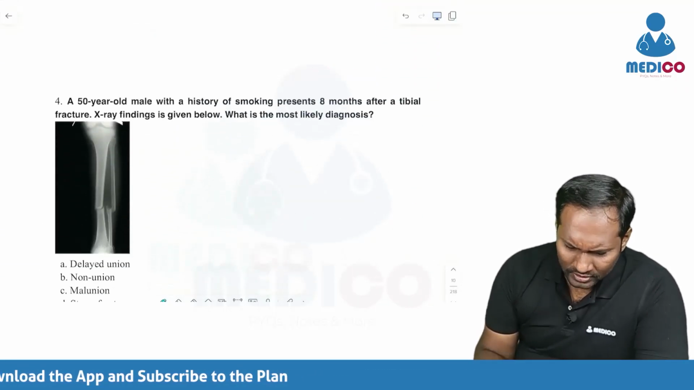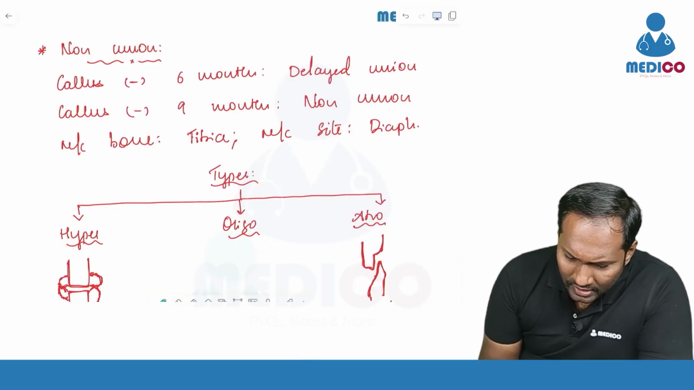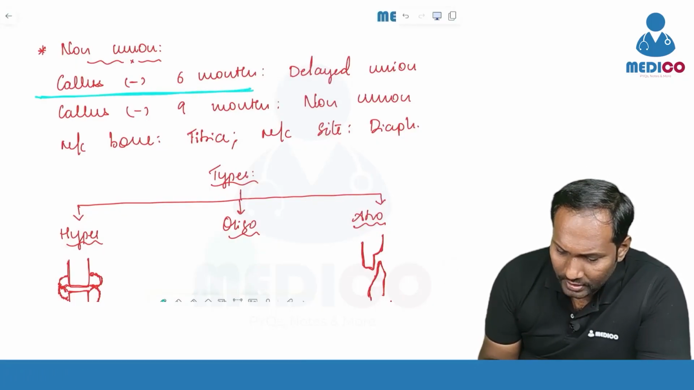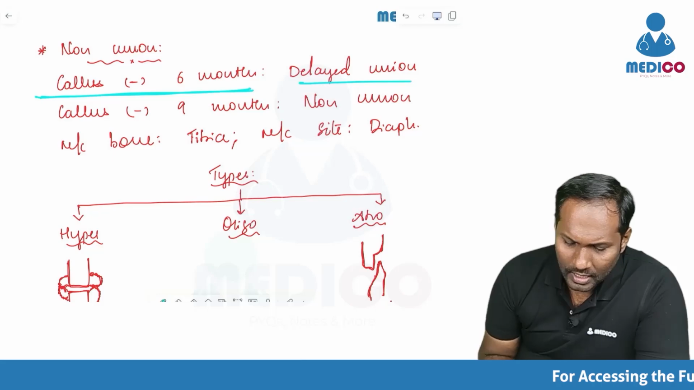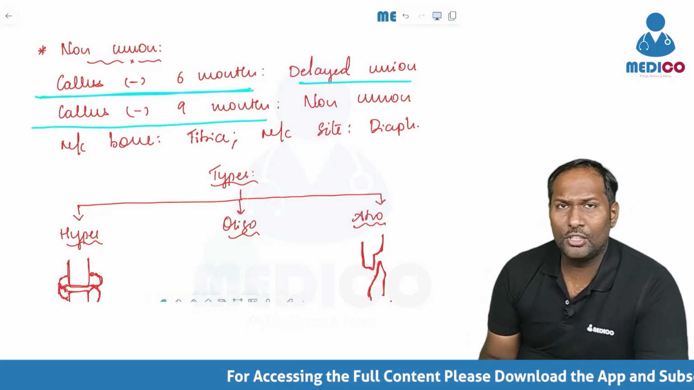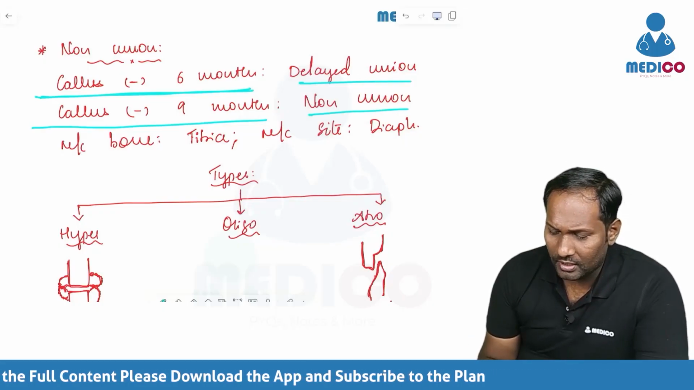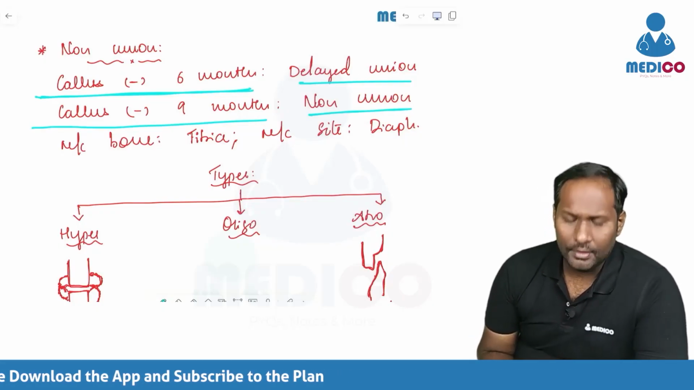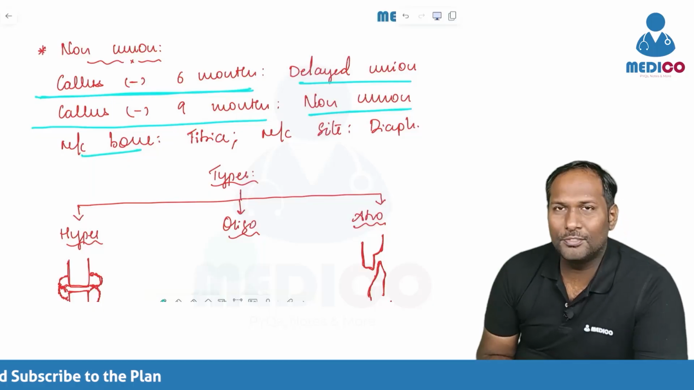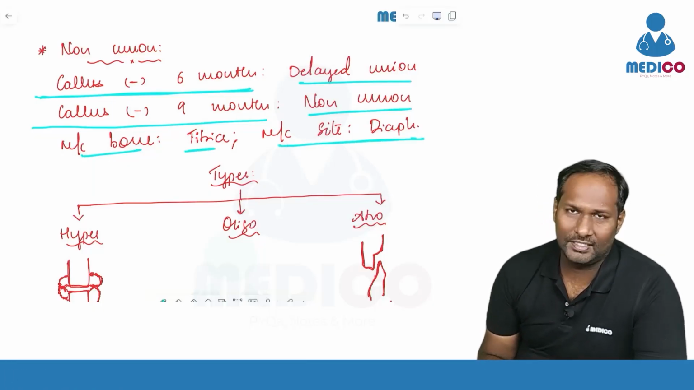So let's have a few discussion points regarding bone union. Okay. Up to 6 months, we term it a delayed union. If after 9 months there is not going to be any callus formation or any signs of union, we are going to give the term non-union. The most common bone that suffers from non-union is the tibia. The most common site is the diaphysis.